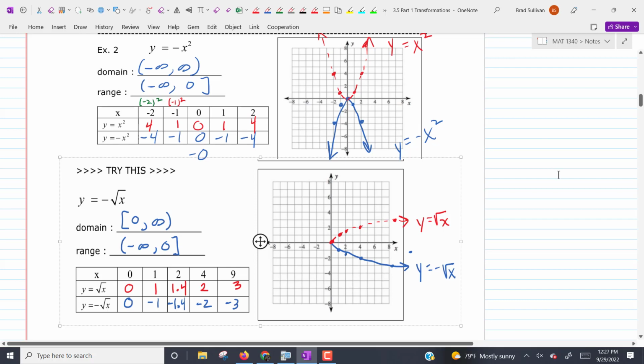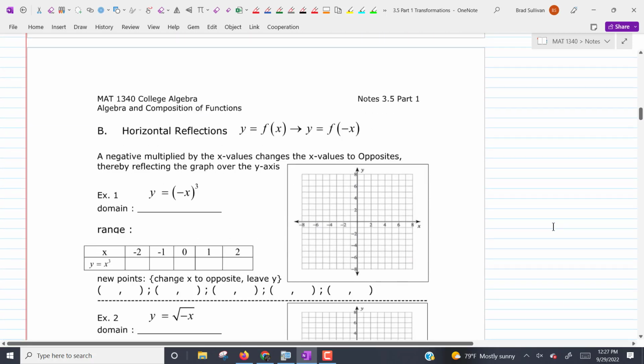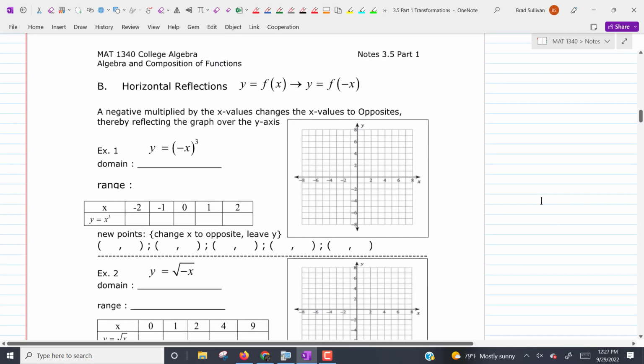All right, let's go to the next transformation. The horizontal things are always harder for students. So let me kind of take you through what I'm going to call a horizontal reflection. And the first thing you need to look at on this is there's something that makes this totally different than what I just did. See, the negative is inside of the function.